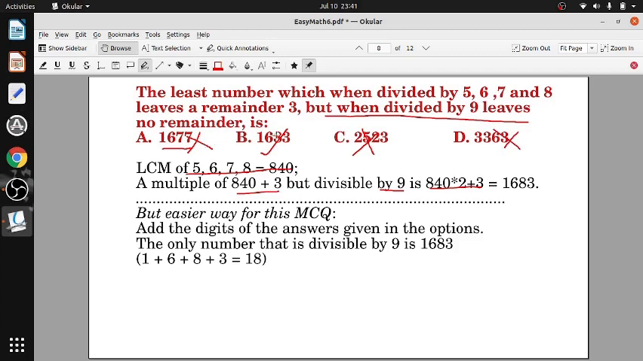So just by adding all the digits, the only number which is divisible by 9 is 1683, the only possible answer. Because all the other numbers, they are divisible by 3, but they are not divisible by 9. So the only number which is divisible by 9, कैसे निकालते हैं? Adding the digits, 1 plus 6 plus 8 plus 3, 18. यहाँ तो 21 आएगा, यहाँ तो 12 आएगा. So these are not divisible. The only number which is divisible is 1683. So that is the answer.